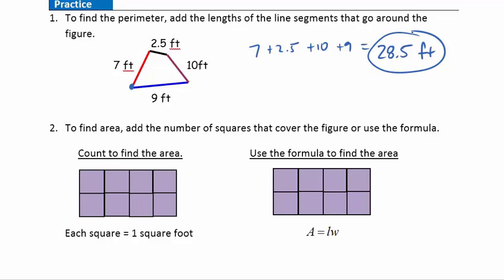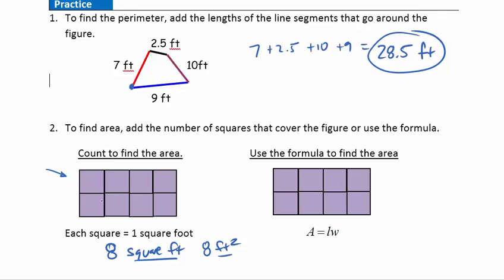Practice question 2. To find the area, add the number of squares that cover the figure or use the formula. Well, let's do both here. So first we're going to find the area of this rectangle by counting up the squares it takes to cover it. So I have 1, 2, 3, 4, 5, 6, 7, 8. So that is 8 square feet, or I could just write 8 and then feet squared. They both mean square feet there.